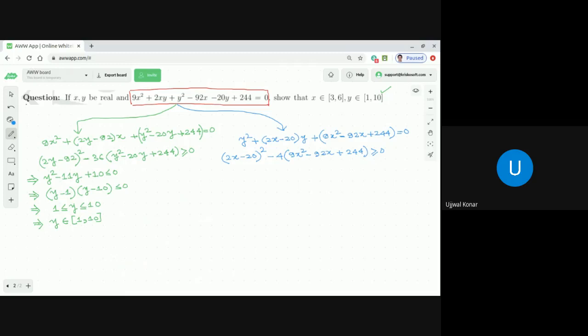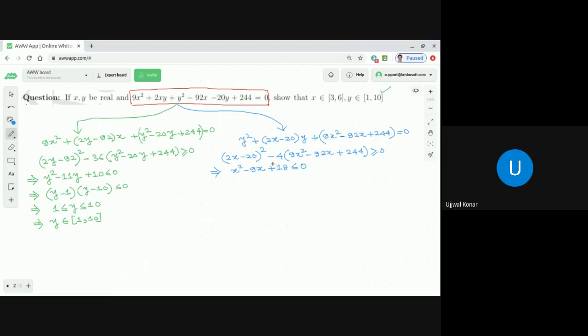Correct? So now let's simplify it further. I'm not spending time on simplification like the previous one. What you're going to get, dear students, is x square minus 9x plus 18, and we'll find this is less than equal to 0.